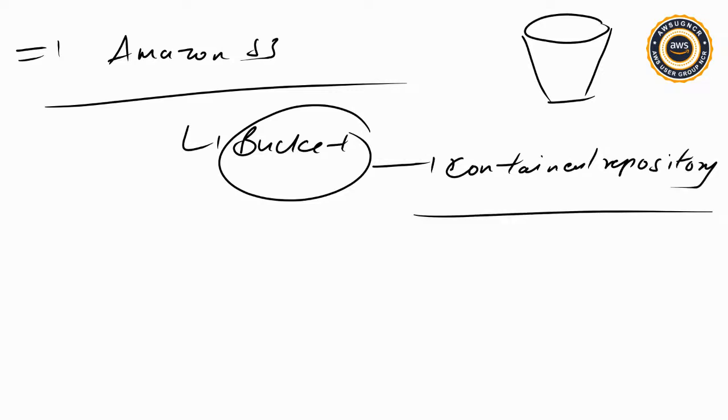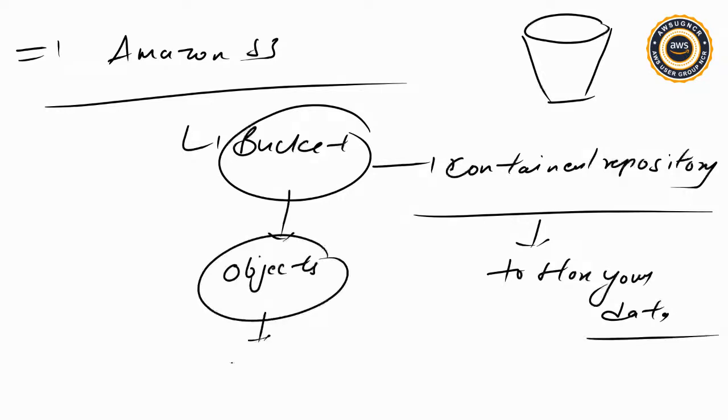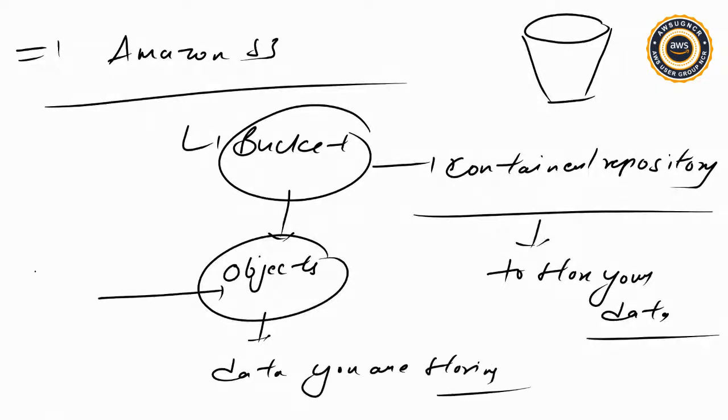Or in another word, this container and repository is required to store your data. How do we store the data? We store the data in the form of objects. These are the data you are storing, and every object has an identifier or a unique key, you can say.